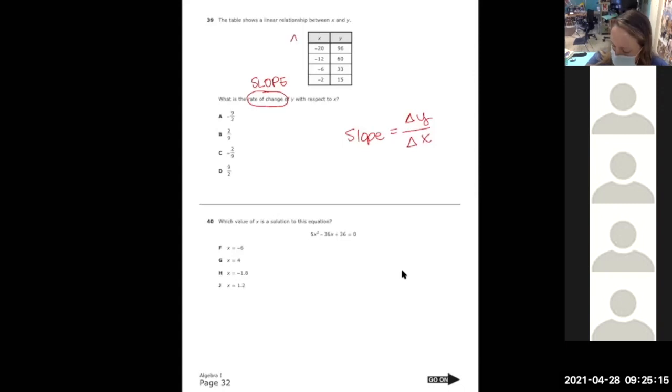So let's make a change in X column, a change in Y column. For X, we're going negative 20 to negative 12 is plus 8. Negative 12 to negative 6 is plus 6. Negative 6 to negative 2 is plus 4. So for all of our changes in X's, we're going to have over 8, over 6, and over 4.